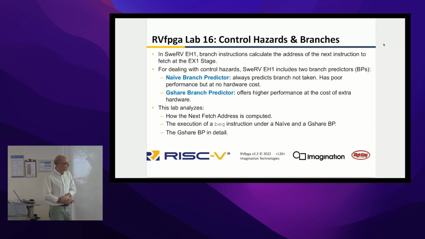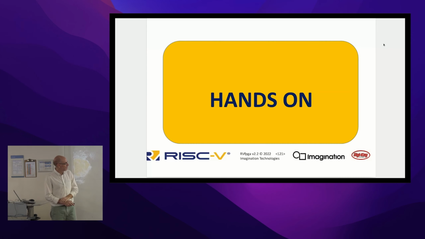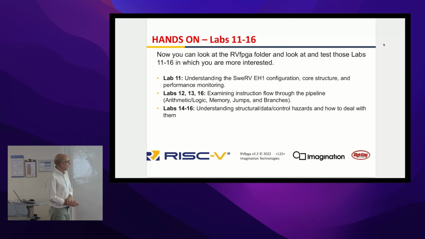And also, we analyze branch instructions that we haven't so far. So we analyze how branch instructions are computed in the SWRE-VH1 pipeline at the X1 stage. But again, we don't have time for more details. The lab is quite extensive. You can analyze it later. I think we can do this when I finish with all the labs. So the idea is that you take some time to review these labs, but let's finish the explanations and then you can do this if you want.